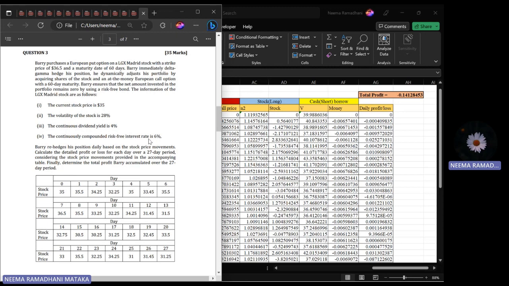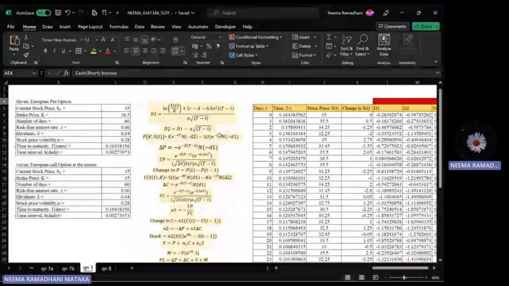The information on the LGX Madrid stock is as follows. You're given a current stock price of 35, volatility is 28%, the continuous dividend yield is 4%, and the continuous risk-free rate is 6%. Also, Berry hedges his position daily on the stock price movement. Calculate the detailed profit or loss for each day over a 27-day period, considering the stock price movement provided in the accompanying table, given the stock prices for the 27 days, and finally determine the total profit Berry accumulates over the 27-day period. So the task here is to calculate the total profit Berry accumulates.